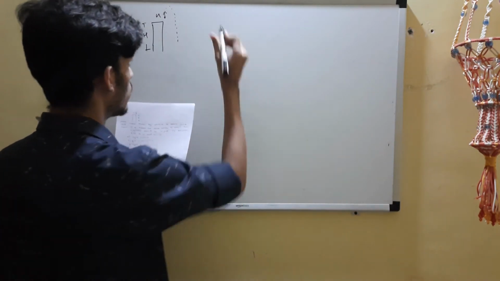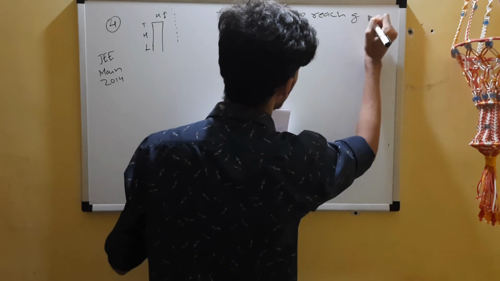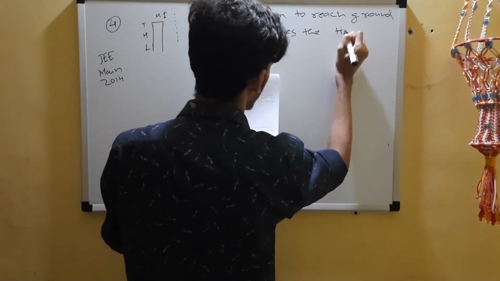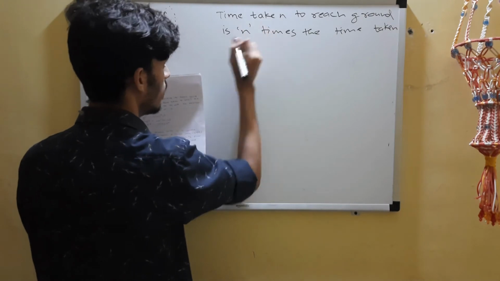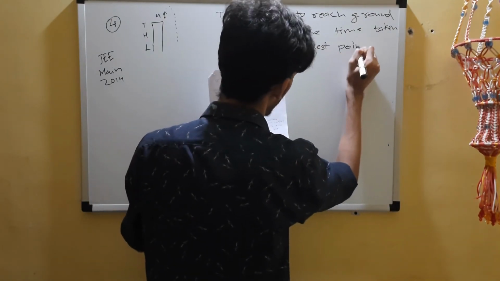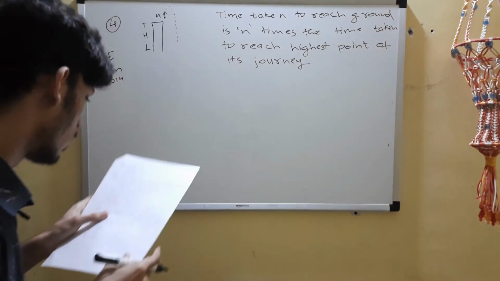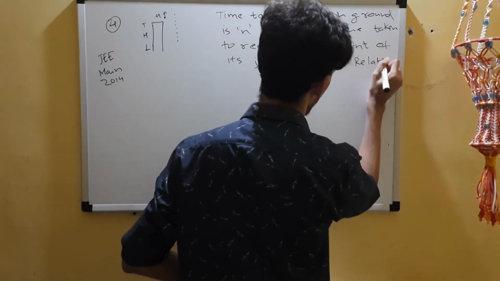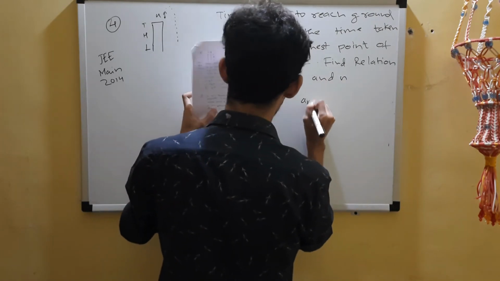The time taken by the particle to reach the ground is n times the time taken to reach the highest point of its journey. Find the relation between h, u and n.